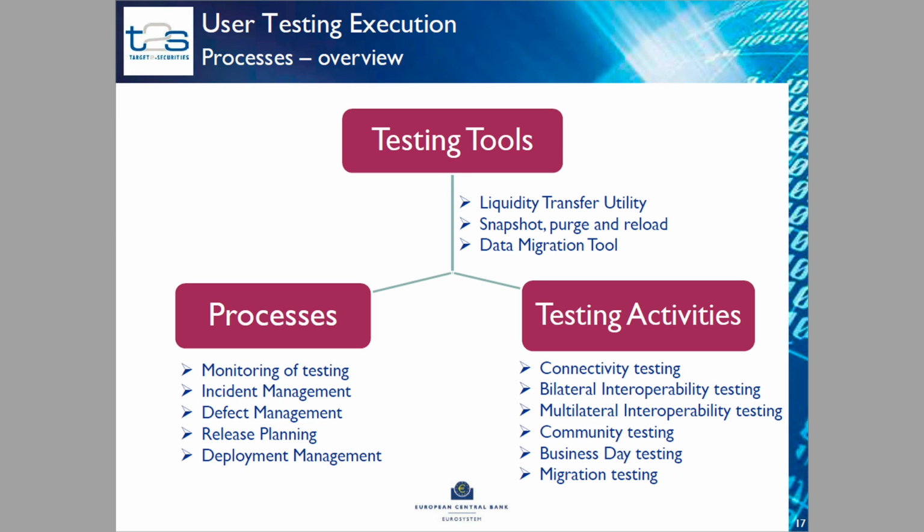So the third aspect of these dependencies is processes. And here we can break down these processes into a further 3 groups. We have testing tools, we have processes as such, and testing activities. So let's start maybe from the testing activities.